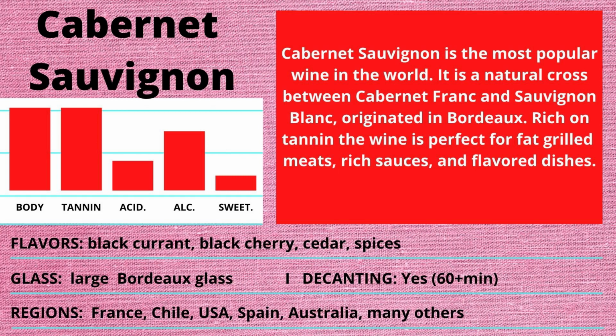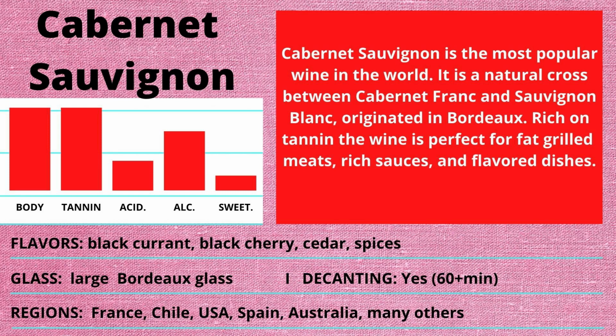Then you have some more characteristics, like what kind of flavors you have to look for when you're tasting the wine. The flavors of blackcurrant, black cherry, cedar, spices. And then you have the glass that we are using to serve this wine. If somebody orders Cabernet Sauvignon, you should offer them a large Bordeaux glass, because this is a Bordeaux wine.